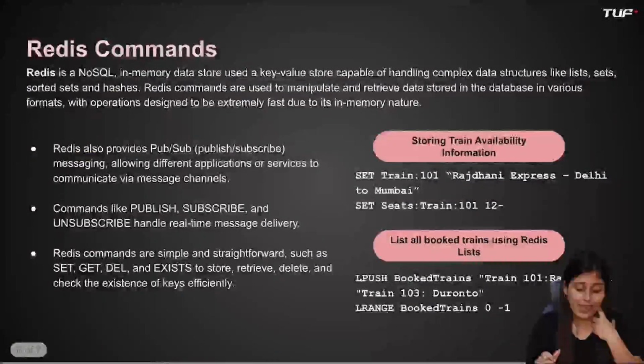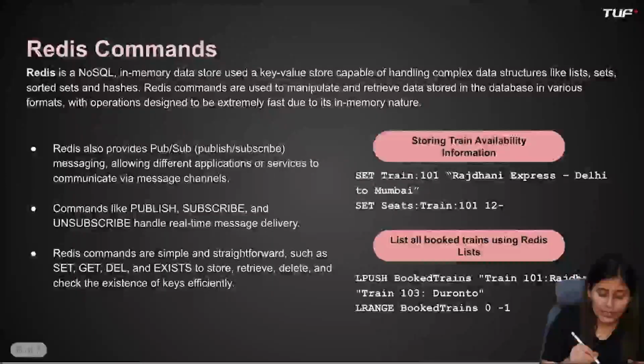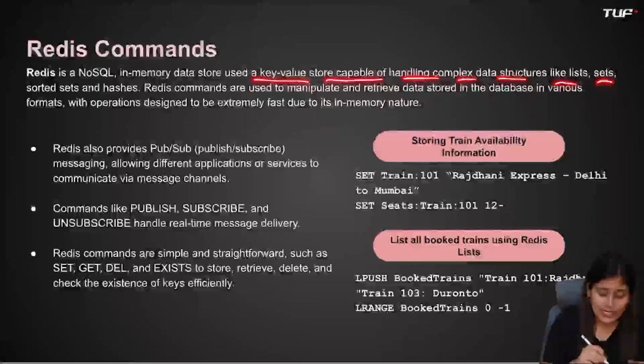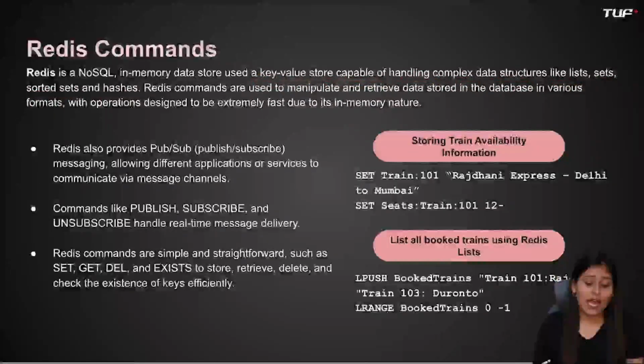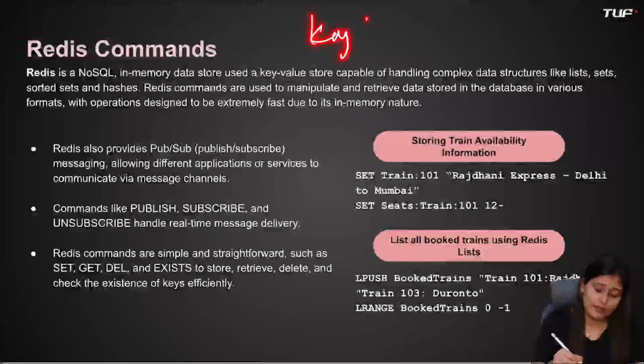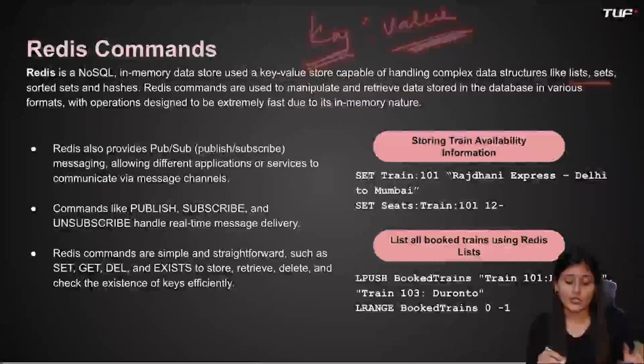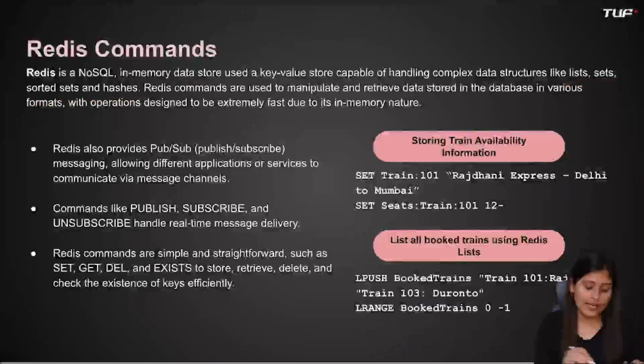Now let's move on to our last type of NoSQL language, which is Redis commands. Redis is a NoSQL in-memory data store used as a key-value store, capable of handling complex data structures like list, set, sorted set, and hashes. What an in-memory data store is, we'll learn in an upcoming slide. Even though we are storing the data in a key-value type, the keys will be unique for sure, and the value can be a complex data structure like list, set, sorted sets, and hashes.